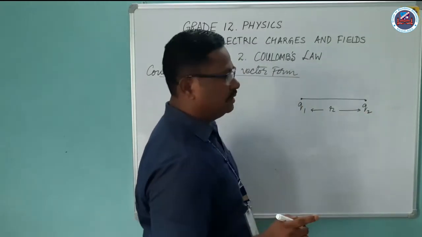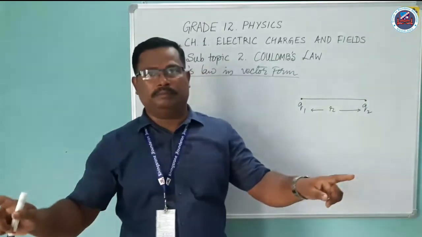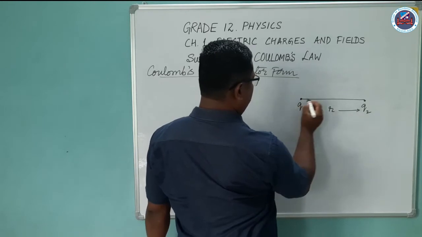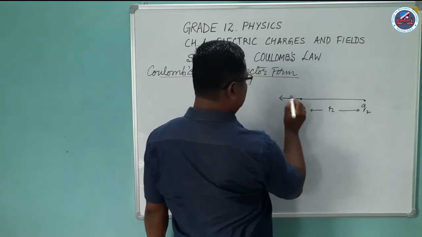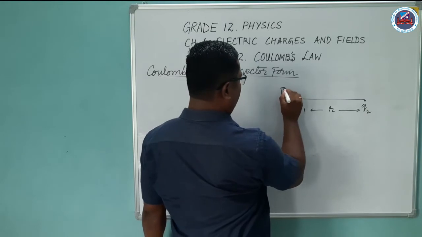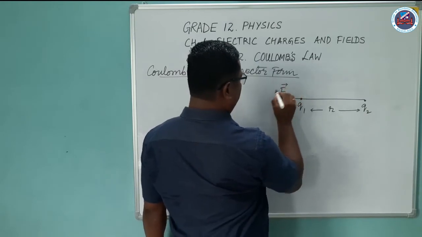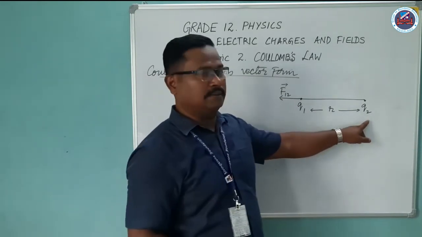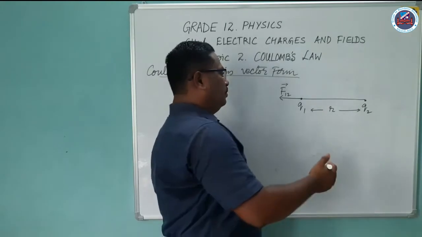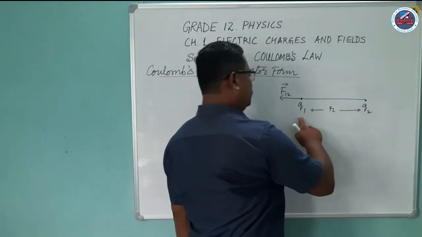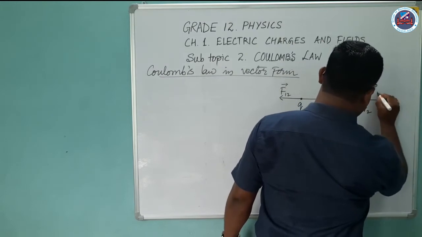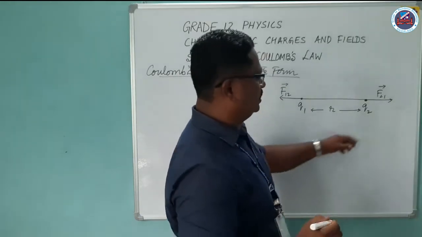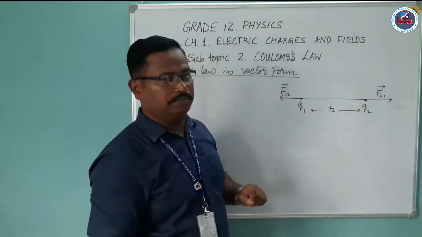Now if they are like charges, then there will be a force of repulsion. So the force that the first body experiences because of the second body will be repulsion. It will be represented this way: F, I'll write 1, 2. You'll read it as force experienced by the first body due to the second body. In a similar way, force experienced by the second body due to the first body, we represent this way: F 2, 1. We are going to write in vector form, so we will represent with vector symbols on the top.